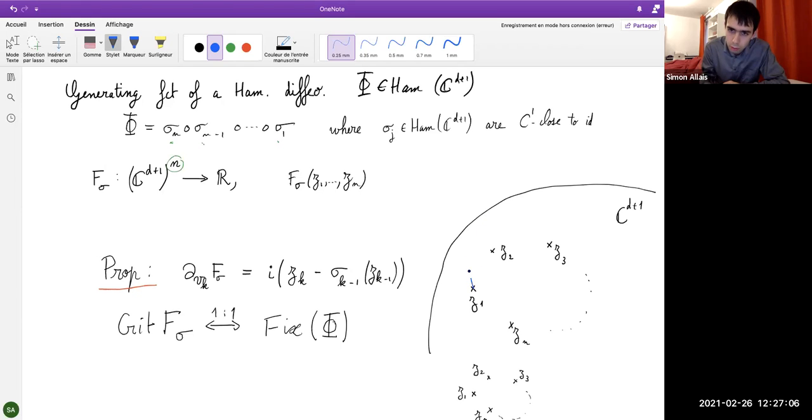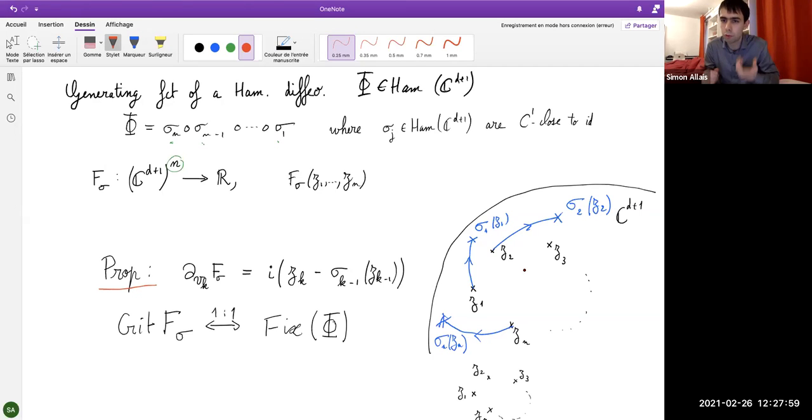So let us write the image of Zj under the associated sigma j. In general, we will have something like that, with no real relationship between the image sigma j of Zj and Zj plus 1, because you have taken Z1, Z2, etc. at random. And in fact, the gradient of f will compute, in some sense, the obstruction of this broken trajectory to be a true trajectory of the dynamics.